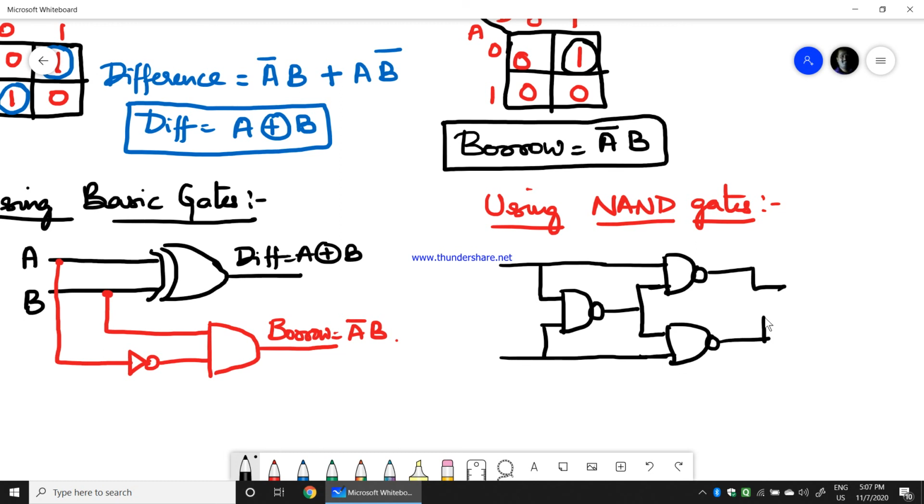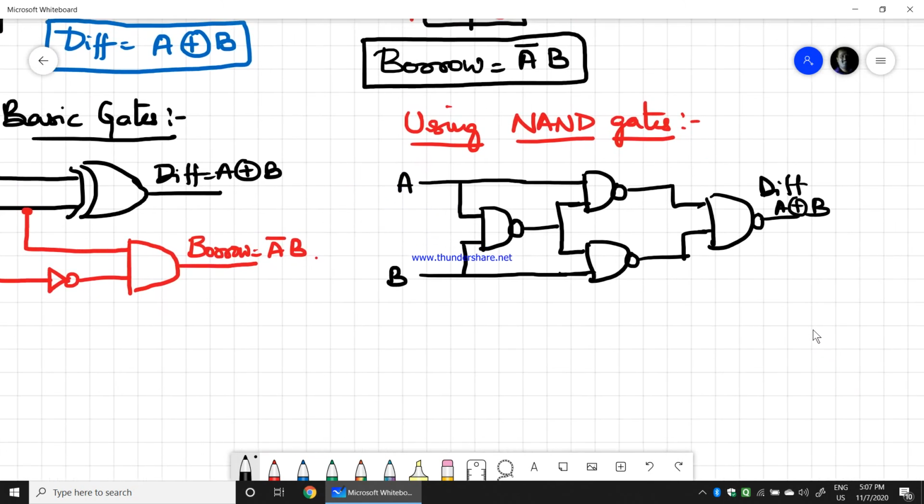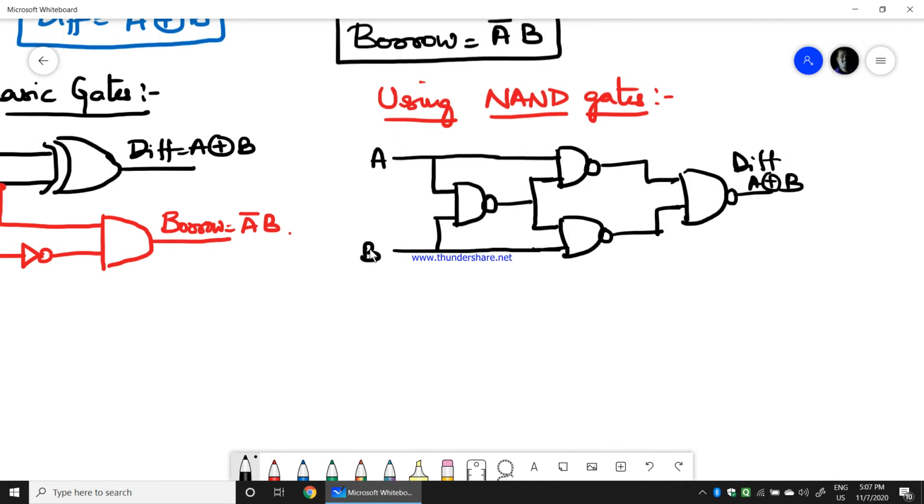So the output of the last NAND gate will give me the difference A XOR B. So this is the NAND equivalent XOR gate which I have written the diagram here. Now to get the borrow, we have got the difference already. So how to get a borrow here?